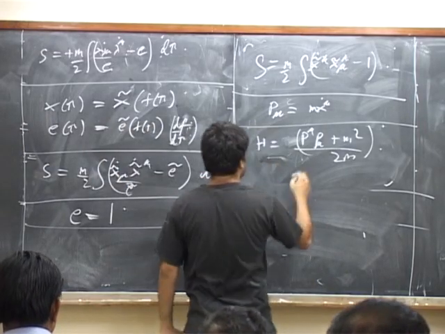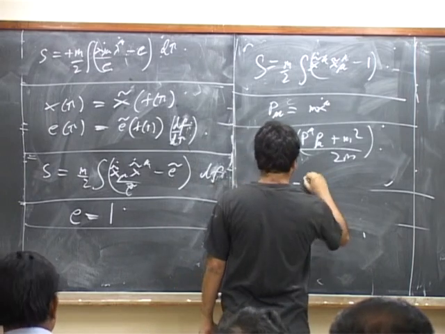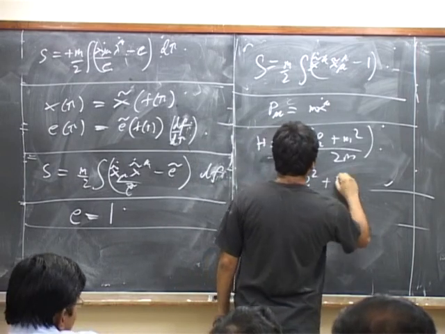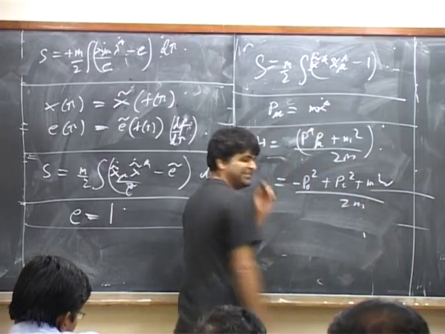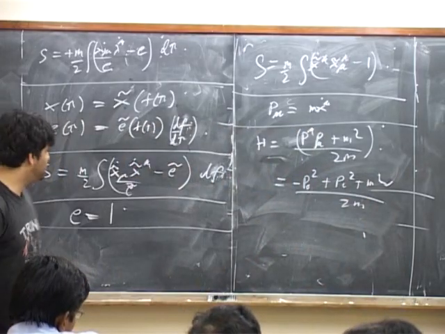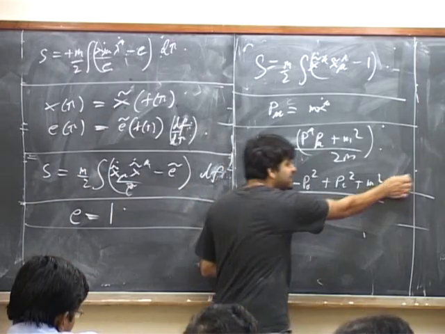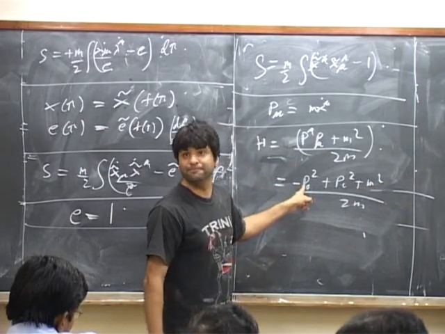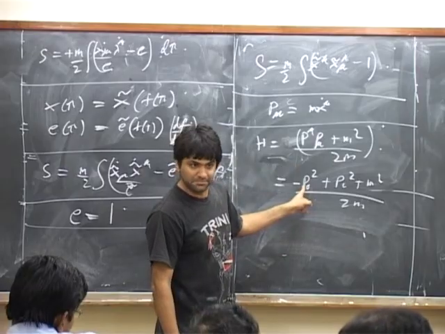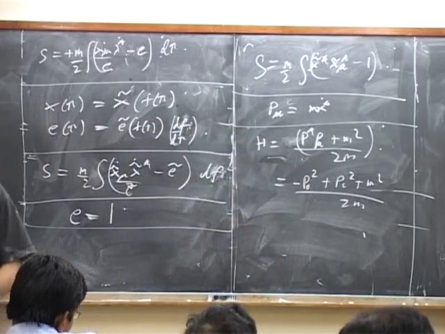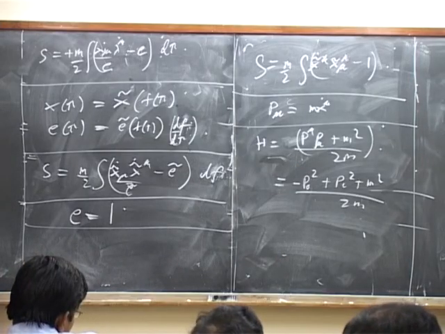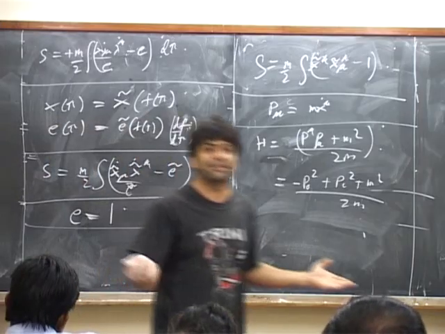Let's write this out in detail. This is equal to minus p0 squared plus p_i squared plus m squared, over 2m. And now you see that the Hamiltonian that we have is a crazy Hamiltonian. This is unbounded from below. All p mu are Hermitian operators. The square of a Hermitian operator is negative. So we've ended up with a crazy system that has no ground state.